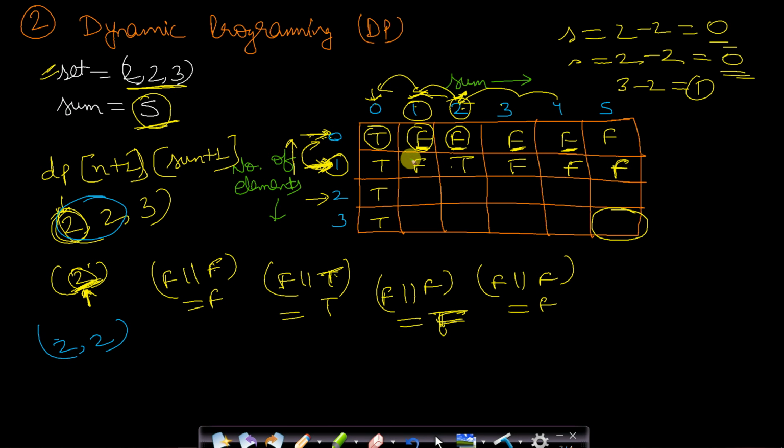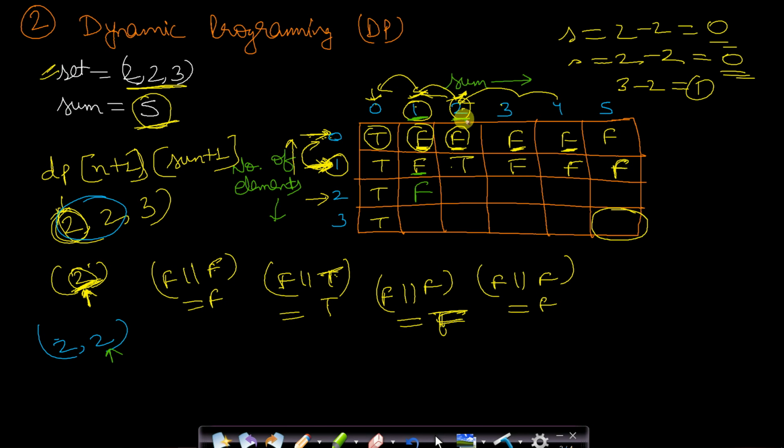Now we are required to find a sum 1. Can we find sum 1 by excluding the second element? It is saying that we cannot find 1 by excluding the second element. Now the second option is, if we include this second element, then can we find 1? Since this second element is greater than this sum, we cannot include it. Okay, so this will be equal to false.